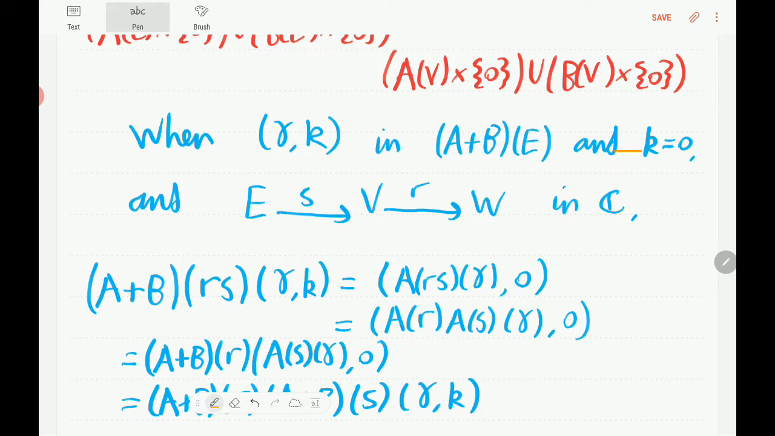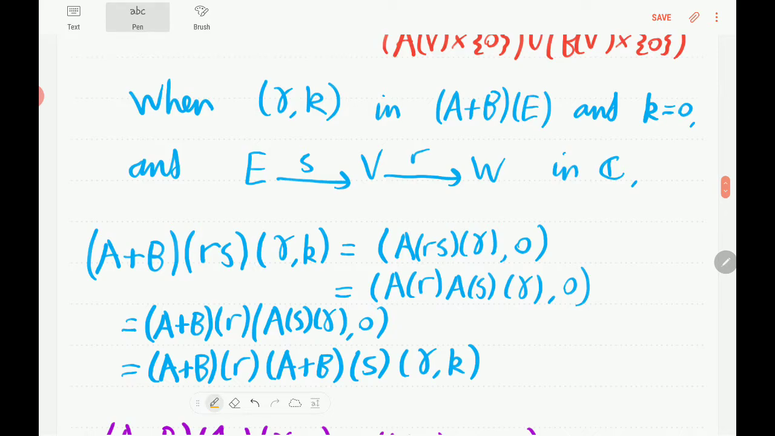So we want to show that this satisfies the proper law of the functor, in particular that A plus B of R after S equals A plus B of R after A plus B of S, where we have an arrow S from E to V and an arrow R from V to W in this category C. So how can we see this? Well, if we do A plus B of R of S on our general element, gamma comma K, where we'll assume that K is 0, then the result will be A of RS of gamma comma 0.